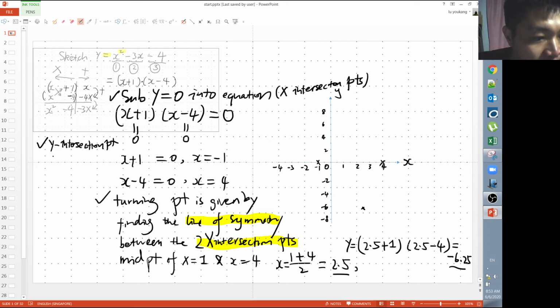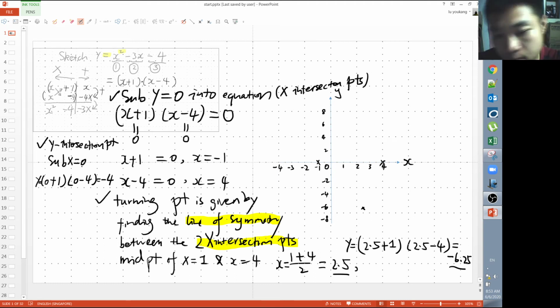So the value you sub in is x equal to 0 into the equation. Okay, so you should get 0 plus 1 and 0 minus 4. And by the way, this will give your y value. So you will get 1 times minus 4, so you get minus 4, right? Okay, so 0 and minus 4 is the fourth point. 0 and minus 4 is here. Okay. So with these 4 points, I hope you can see these 4 points.